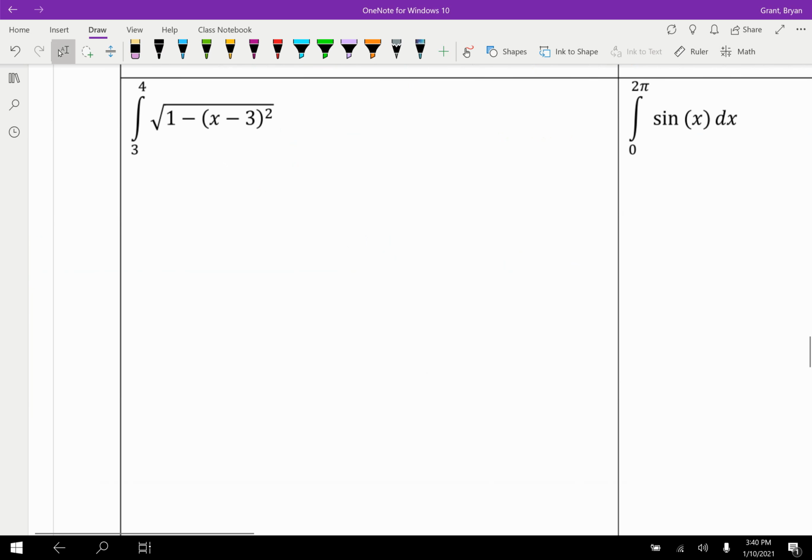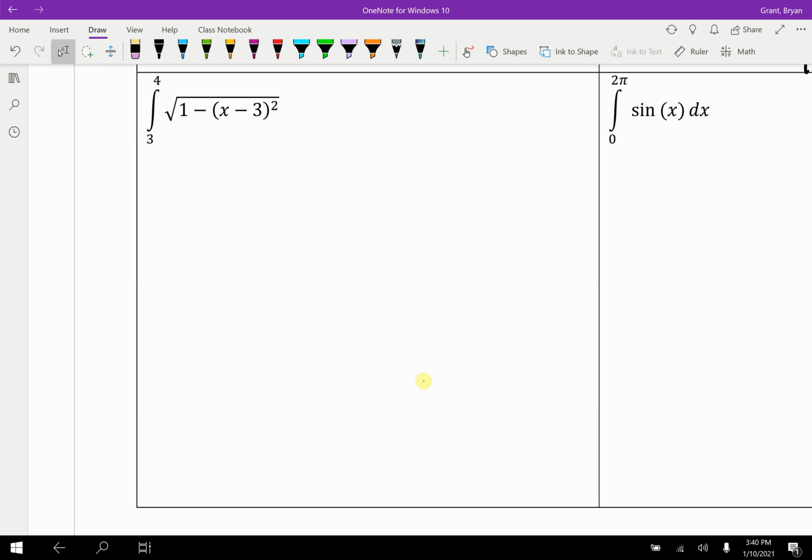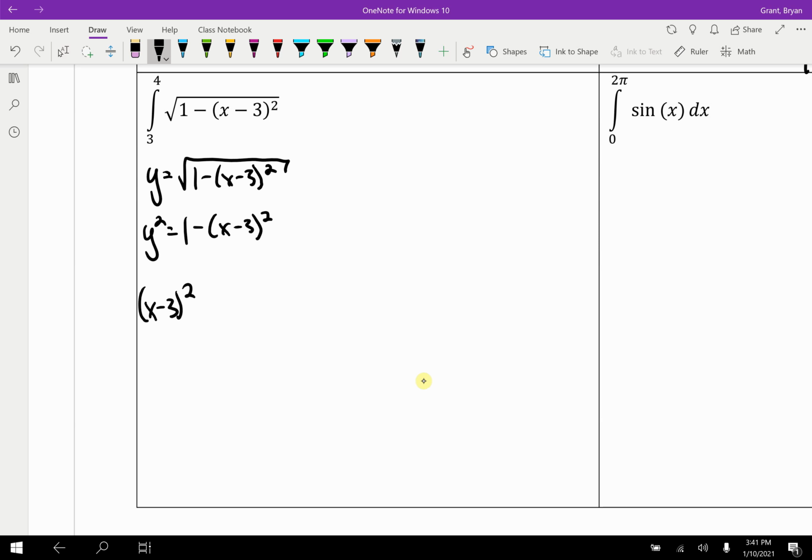This one to me is looking like another circle equation. So let's start by maybe rewriting this guy. We have y equals the square root of 1, the positive square root. That'll become important shortly. Square both sides. And then add our x minus 3 squared to the left side. I'll even write out the y minus 0 squared equals 1, which is 1 squared.